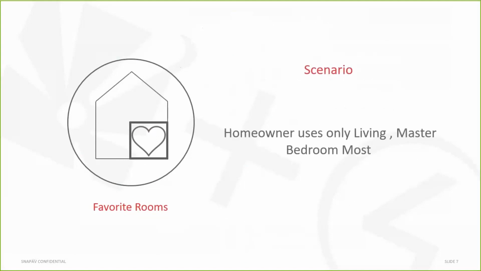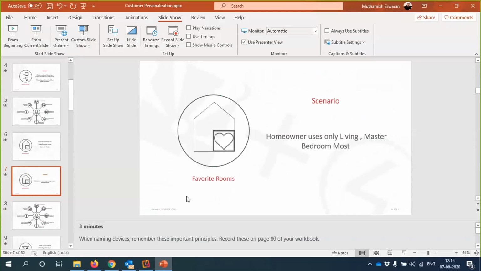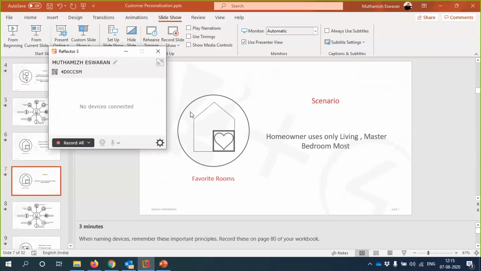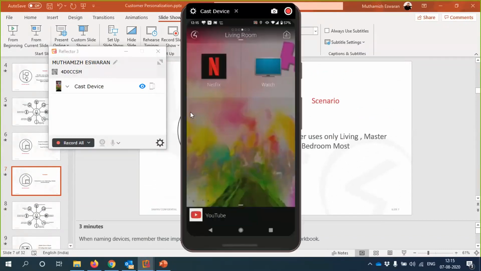As a scenario, if I'm a homeowner, I'll just be looking in my living room, master bedroom, and of course whatever rooms I normally use, right? So how does that work in the Control4 environment? I'm just sharing it again. So how can I make my rooms favorites?